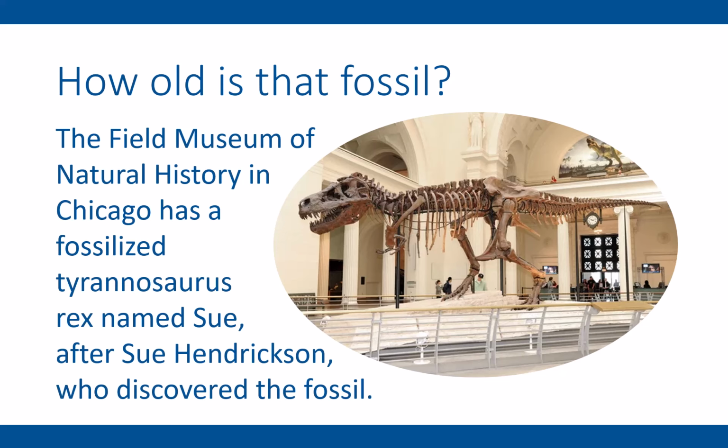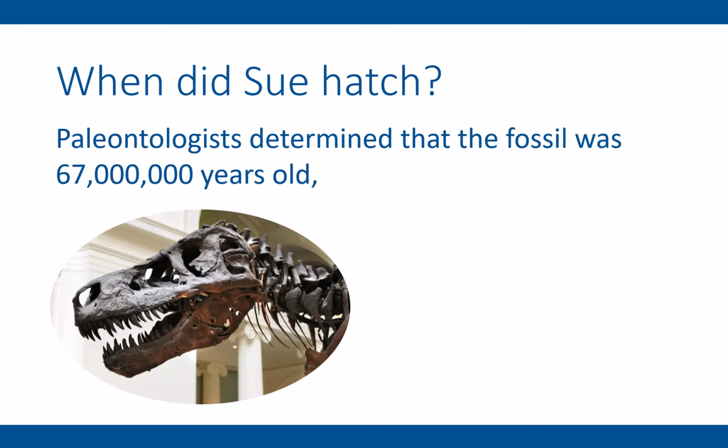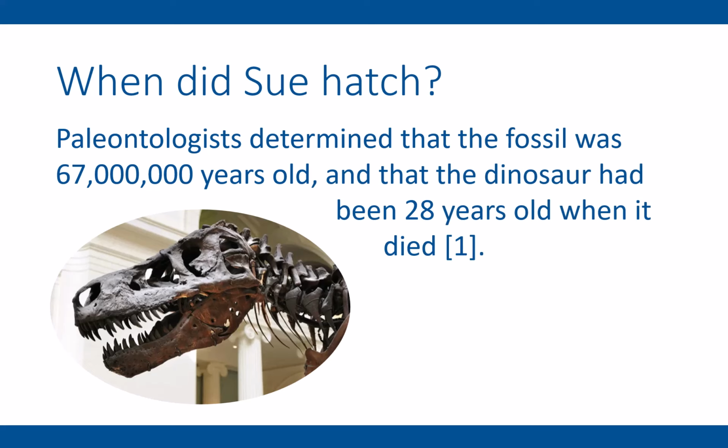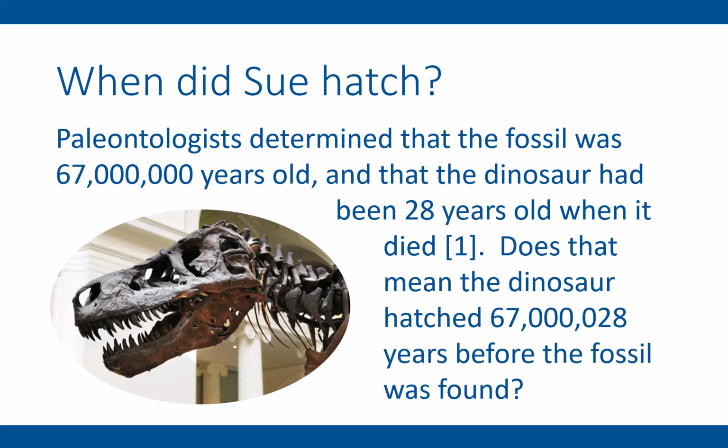The Field Museum of Natural History in Chicago has a fossilized Tyrannosaurus rex named Sue, after Sue Hendrickson, who discovered the fossil. Paleontologists determined that the fossil was 67 million years old, and that the dinosaur had been 28 years old when it died. Does this mean the dinosaur hatched 67,028 years before the fossil was found?